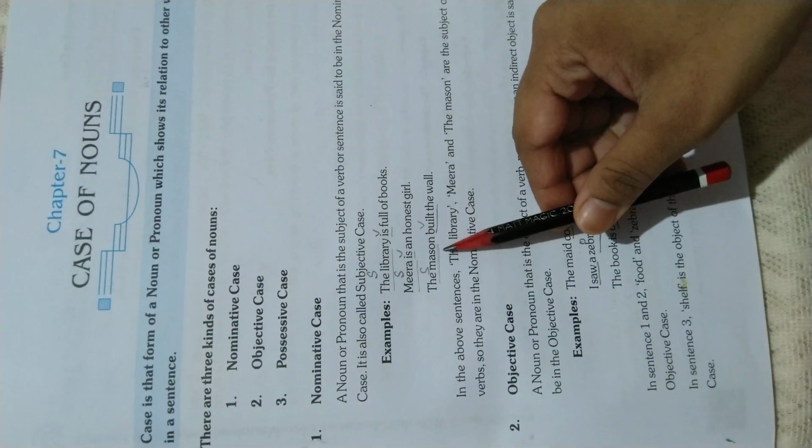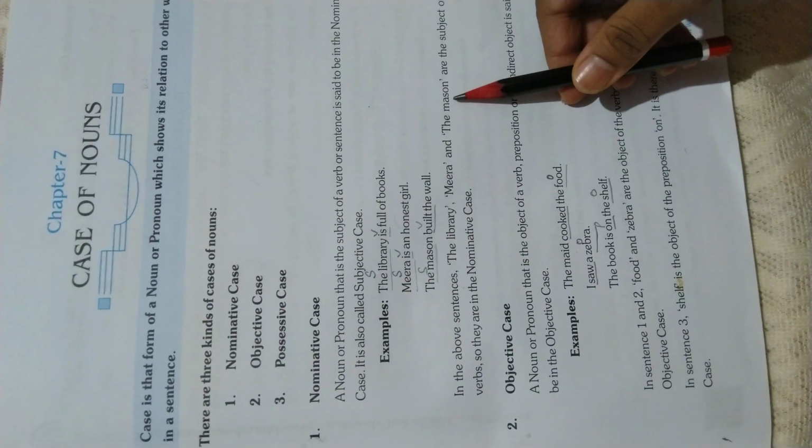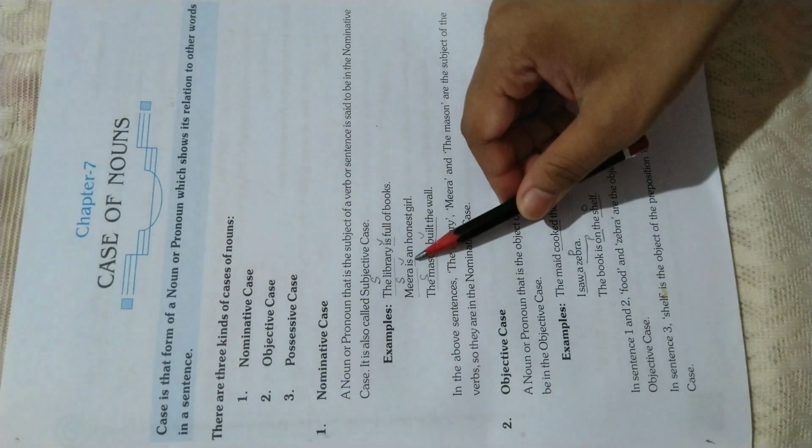Like that, Meera is an honest girl. The mason builds the wall. In these sentences, the library, Meera, the mason are subjects. They are the subjects of the verb. The verb is "is" in the first sentence, "is" in the second sentence, and "builds" in the third sentence. So they are called the nominative case.